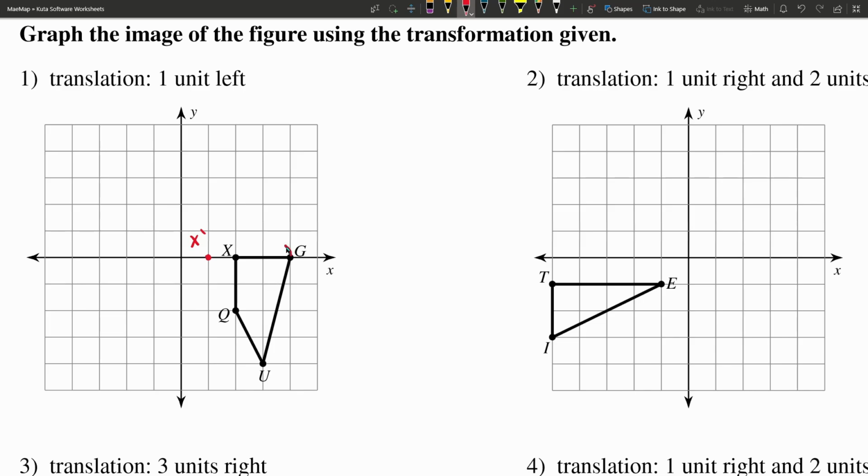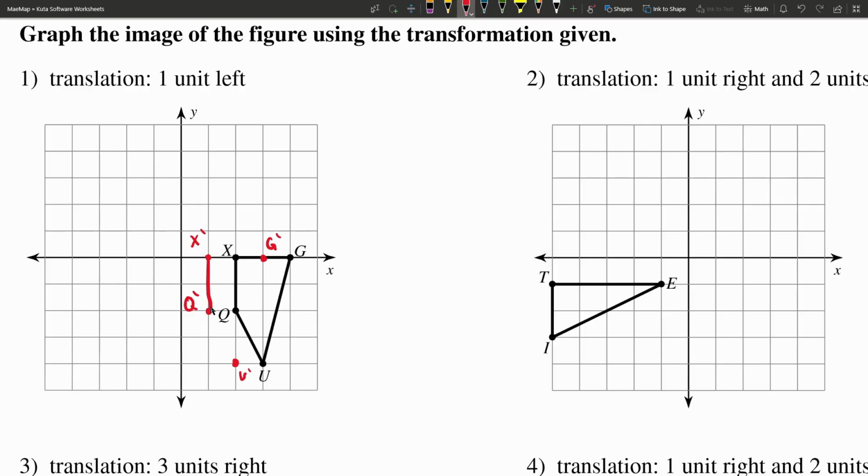We're going to do the same with g, moving that point 1 to the left, we will get here, which is g prime. Looking at q, moving it 1 to the left, shifting it, we're going to get to q prime, and then finally u, moving that 1 to the left, will give us u prime. So now that we have all of our new points or our new vertices, where those two edges meet, that's a vertex.